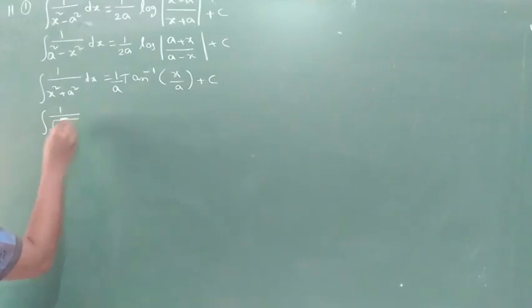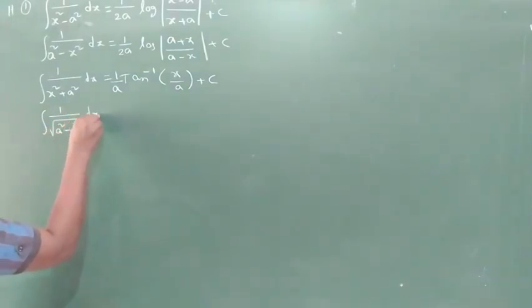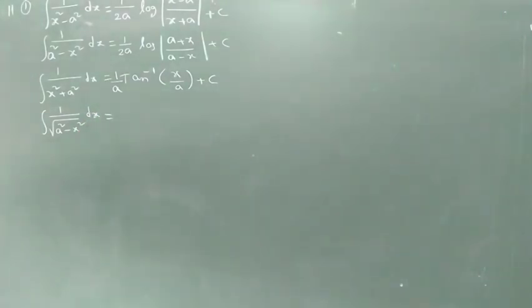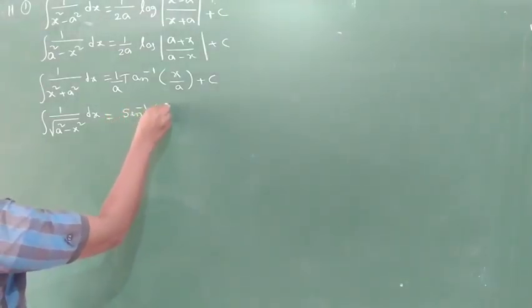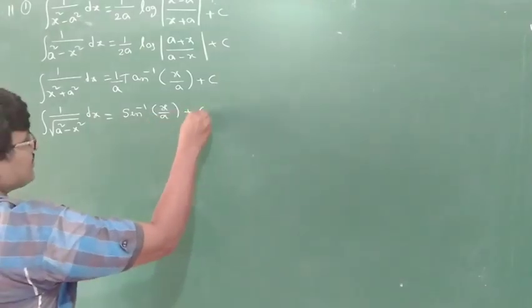Okay. Next, integral 1 by root of a square minus x square dx. First the known formula: 1 by root of 1 minus x square, or 1 square minus x square, is sin inverse x. So in the same way, it is sin inverse x by a plus c.